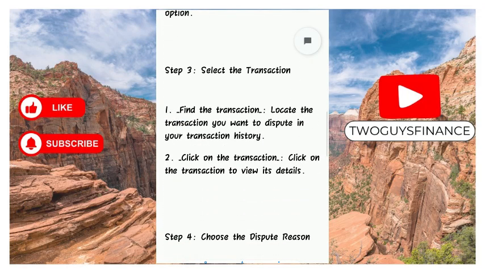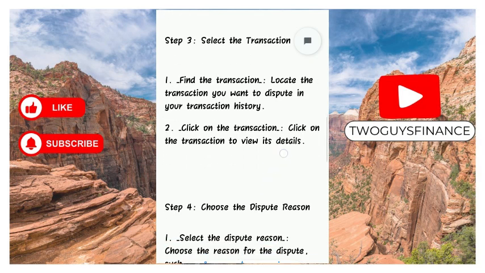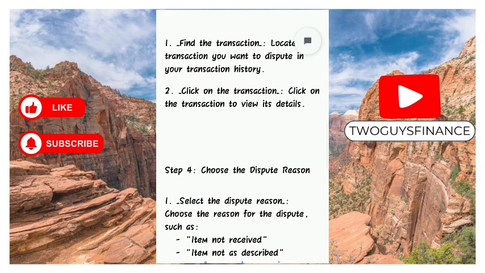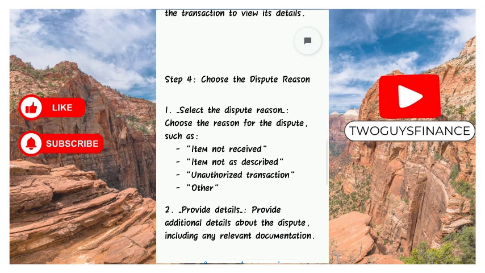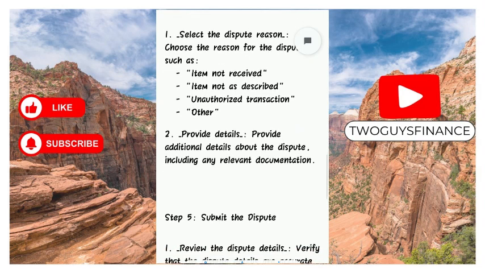Next, you want to locate the transaction that you want to dispute in transaction history, and then click on the transaction to view its details. Now you have to choose the reason for the dispute. It could be item not received, or item not as described, or it could be unauthorized transaction, or any other dispute reason. So just provide additional details about the dispute, including any other relevant documentations that you may have.